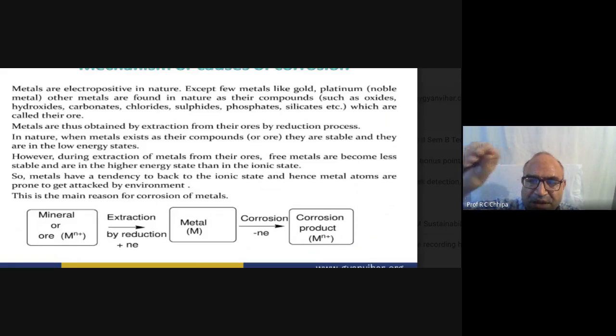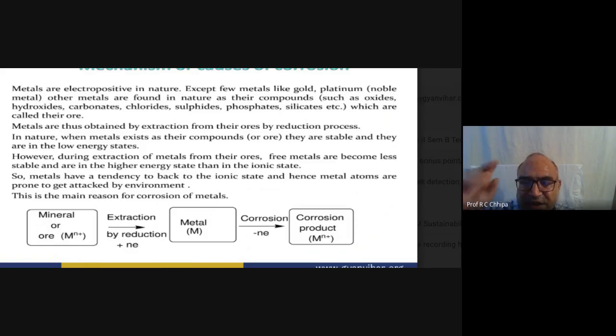Iron in iron oxide, copper in copper carbonate, lead in lead sulphide. So the chlorides, different phosphates, are present in nature in compound form, naturally. Suppose iron is extracted from its ore, and the example is magnetite, that is iron oxide.